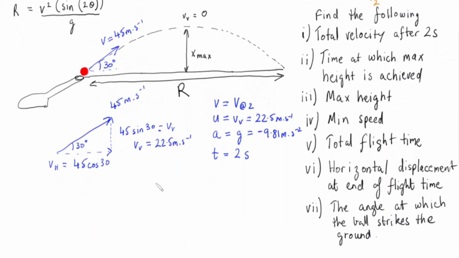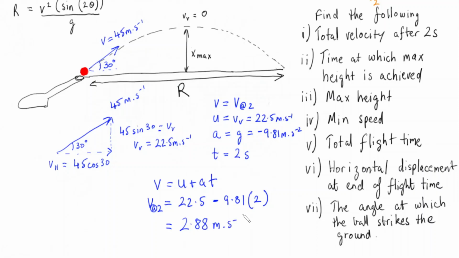So let's go ahead and plug those values into the equation. So we have v equals u plus at, so that's 22.5. Our acceleration is negative 9.81, and our time is 2. Which gives us our final velocity at 2 seconds, which is equal to 2.88 meters per second.